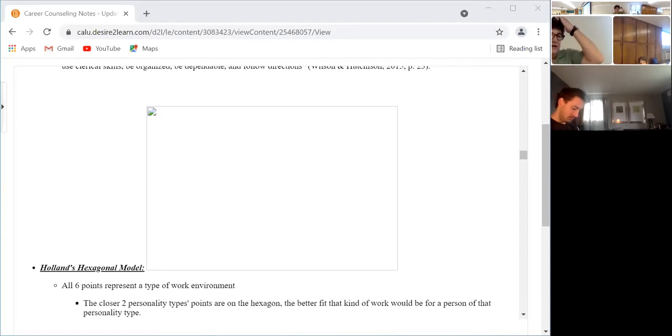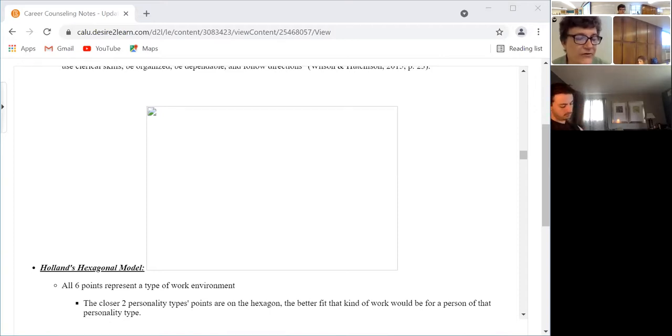Now, Holland would say that this might be your primary score, your high score, but he's hoping that your next highest scores would be enterprising and artistic, okay? So usually, if you score high in one, you'll still do okay in a career that's next to it. So you would probably be looking at all three of these. You would be okay in a career that contained any of those. And you can do this any way you want.